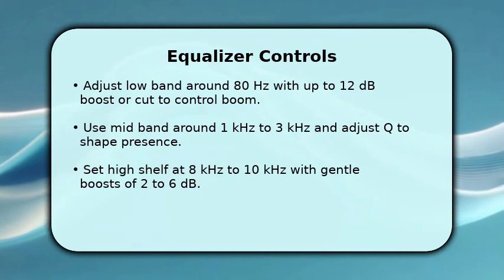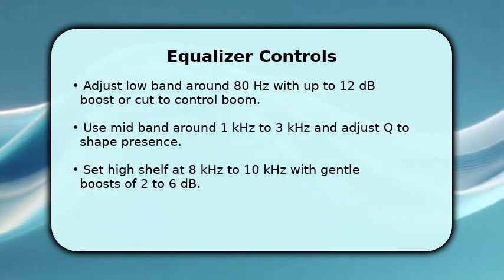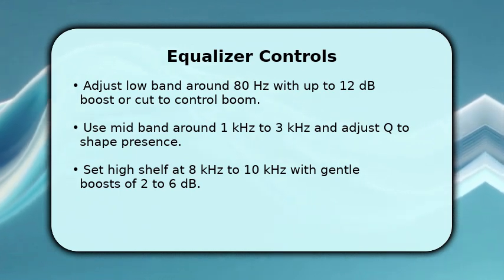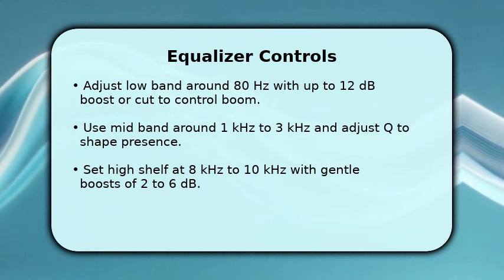Begin EQ by addressing low-frequency energy below 100 Hz to remove rumble. Use a low cut or reduce around 80 Hz with up to 12 dB maximum adjustments.